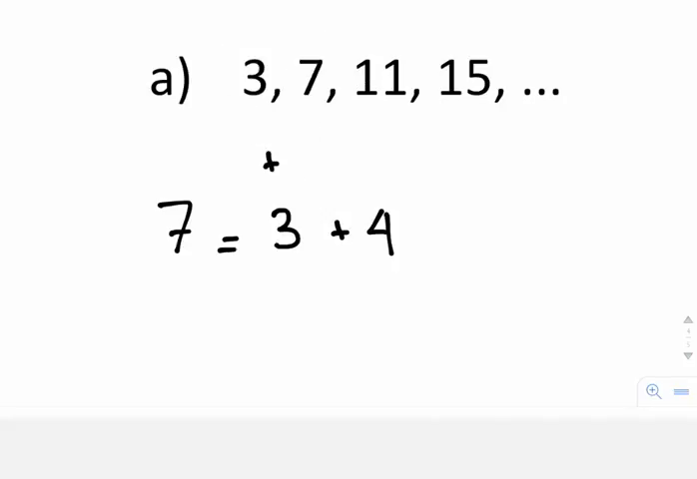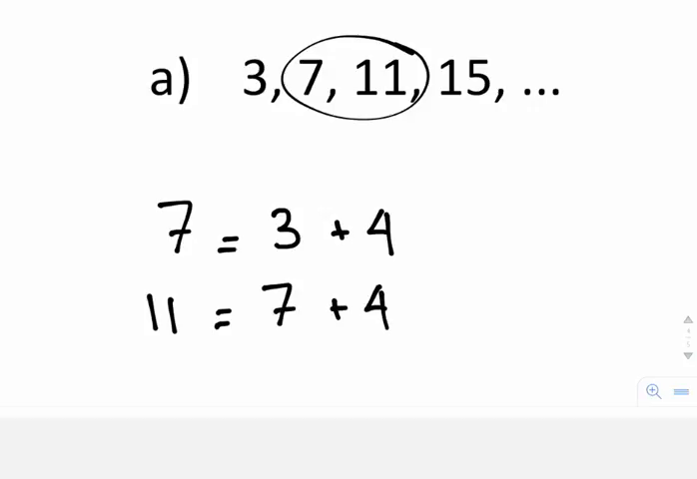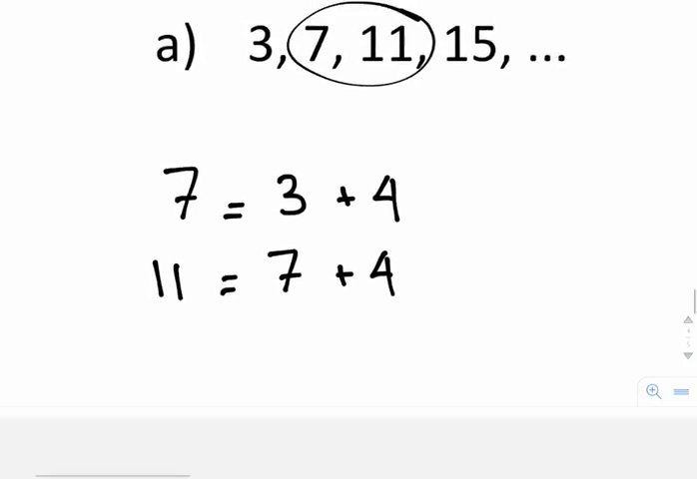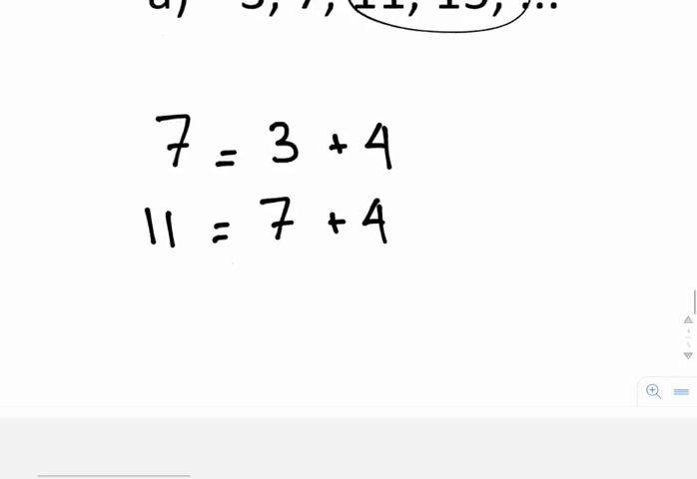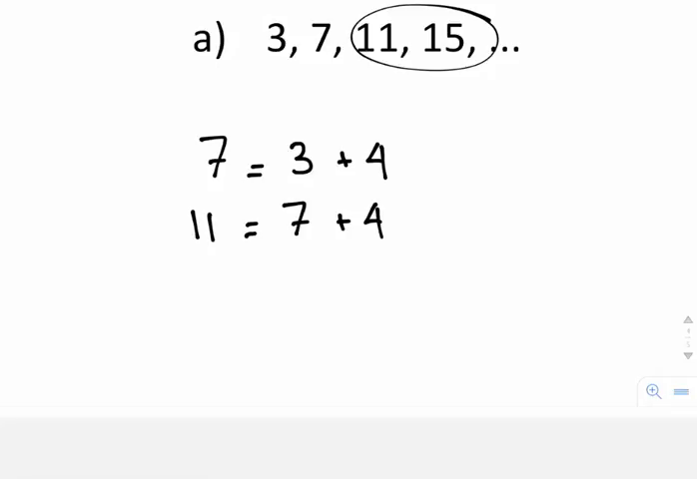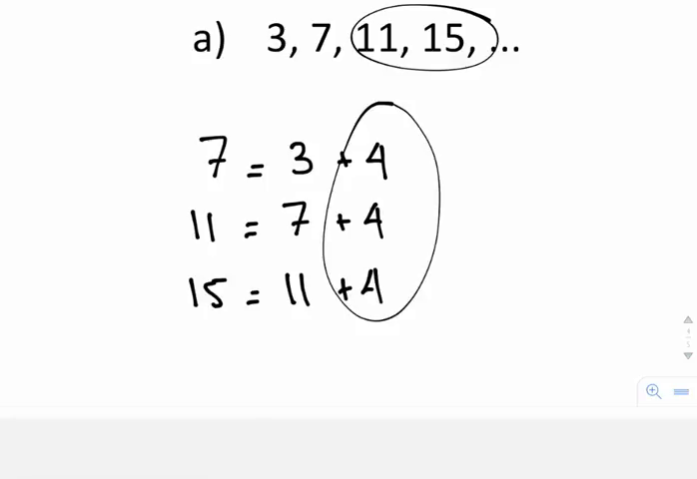Now if I look at the next two terms, say 7 and 11, how do I get from 7 to 11? Well, I start with 7 and then I add 4. Let's take the last two to convince ourselves even more, 11 and 15. How do I go from 11 to 15? Well, I want to get to 15. I start with 11 and then I add 4. You notice that 4 is the only constant number that appears every time here.